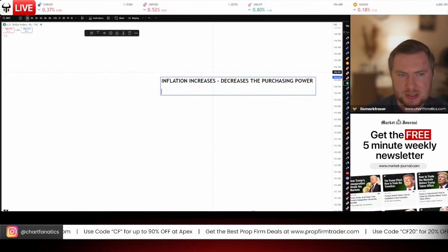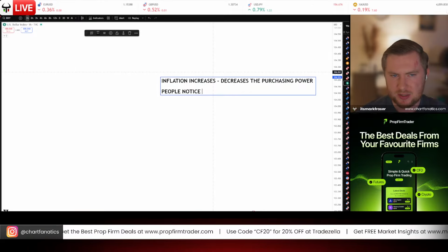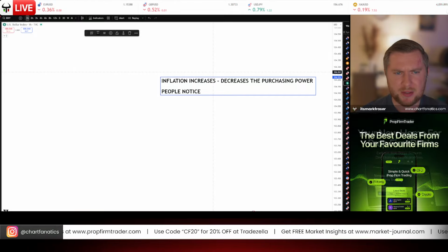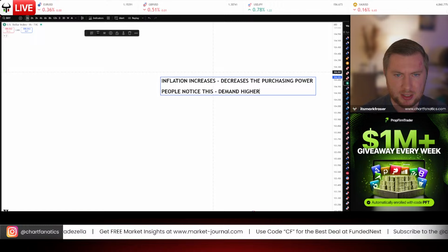What then happens is people notice, of course. For example, if you live in the UK, look at Freddos. They used to be like 25p. I think they were a lot cheaper before, but now they're, I don't know, 80, 90p, aren't they? So that's a prime example of inflation. People notice this. What do they do? They go to their employer. They demand higher wages. They get the higher wage, cool.